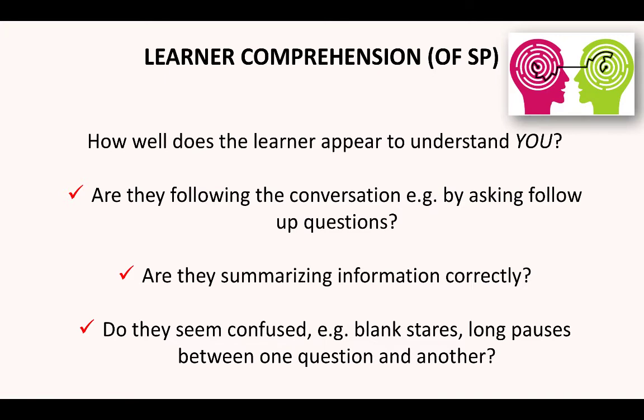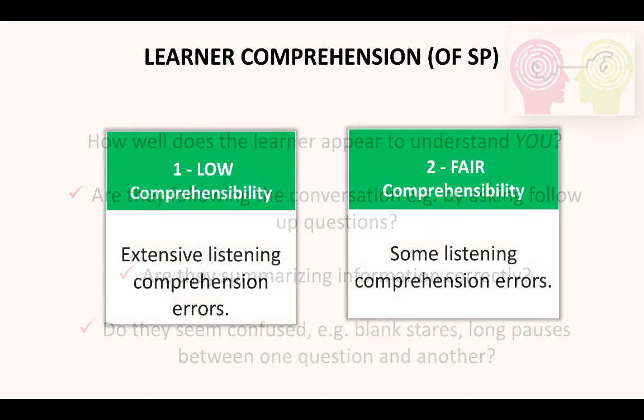Learner comprehension of you, the SP. How well does the learner appear to understand you? Things to look for. Are they following the conversation, for example, by asking follow-up questions? Are they summarizing information accurately if they do summarize? Do they seem confused, for example, blank stares or long pauses between one question and another? So you might not only listen to them, but also look at them and see, are they struggling to understand what you're saying?